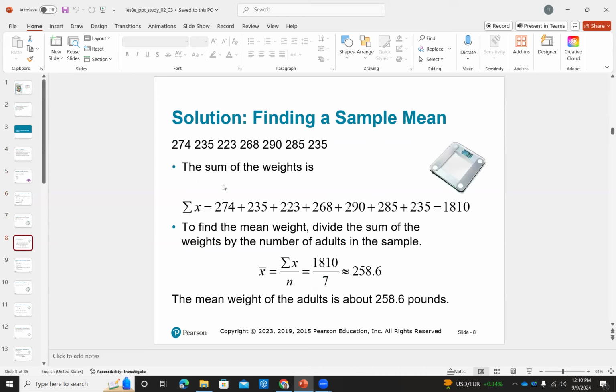First, they're finding the sum of the weights, which you can show as sigma x. They're adding these 7 data entries, and this is the sum of all these weights. Then you divide by the number of adults in the sample, and they have 7 adults or 7 entries here. They divide the sum by 7, and this is called the mean weight of the adults.